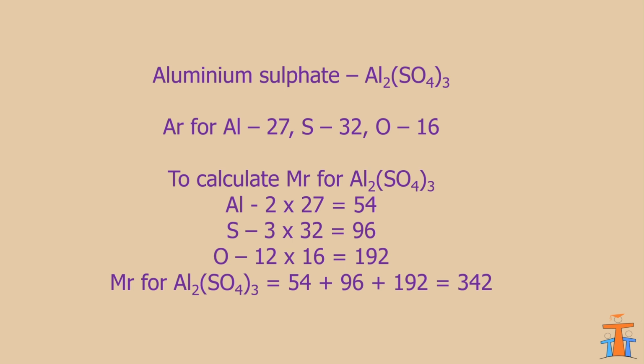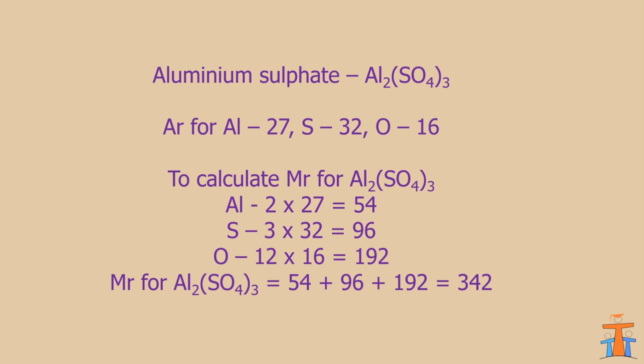Example 3. Aluminium sulfate. The formula for aluminium sulfate is Al2(SO4)3. The relative atomic mass for aluminium is 27, sulfur is 32 and oxygen is 16. Calculation for Mr for Al2(SO4)3: there are 2 aluminium atoms, so the mass of aluminium is 2 times 27, which is equal to 54. In the sulfate group in the aluminium sulfate compound, that is (SO4)3, there are 3 sulfur atoms, so the mass for sulfur is 3 times 32, which is 96.